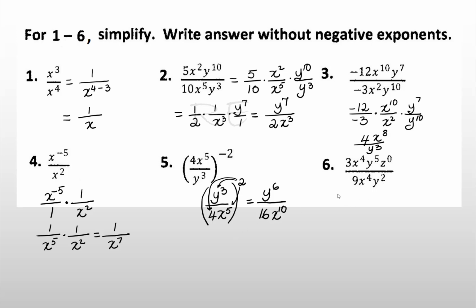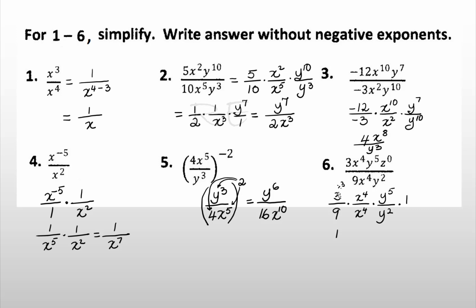Let's just detach the different factors. 3 over 9. 4 x to the 4th over x to the 4th. Times y to the 5th over y to the 2nd. And z to the 0, well, any number to the 0 is 1. Z to the 0 is 1.